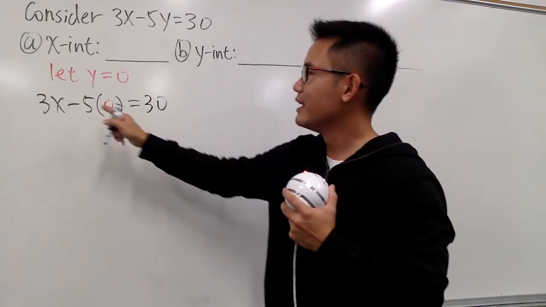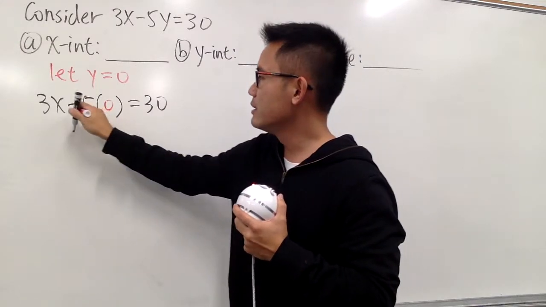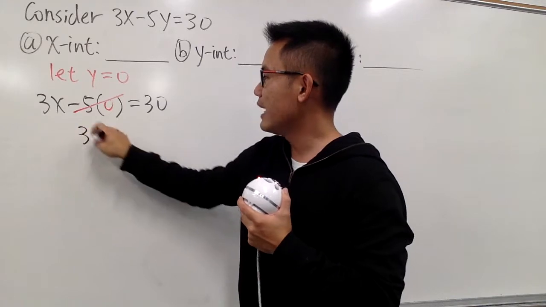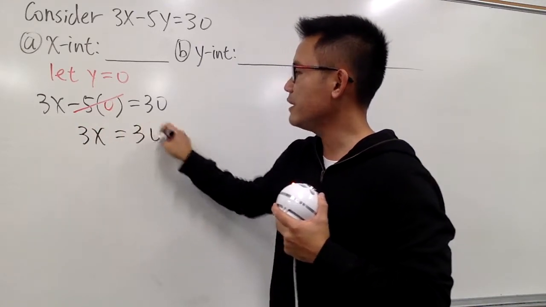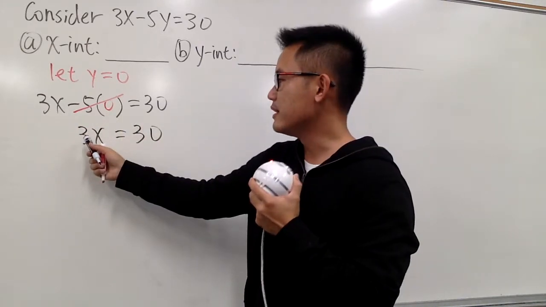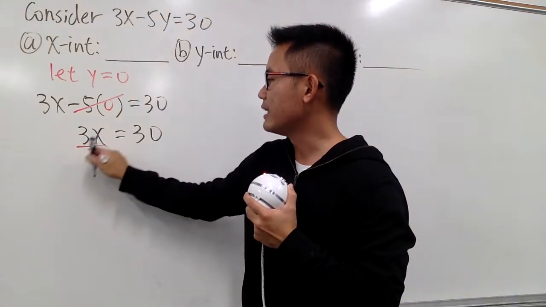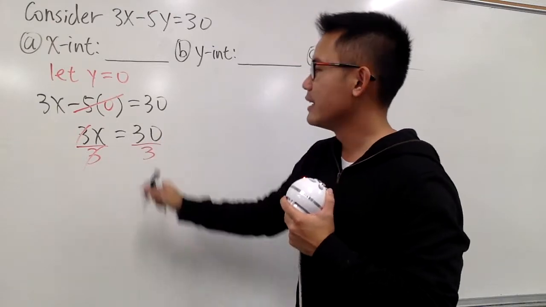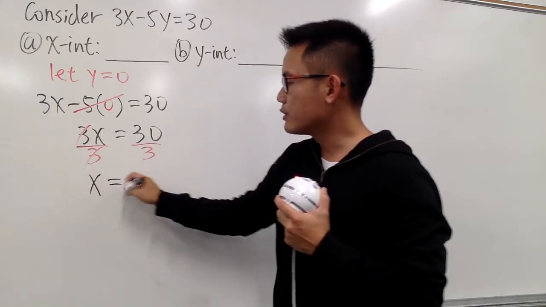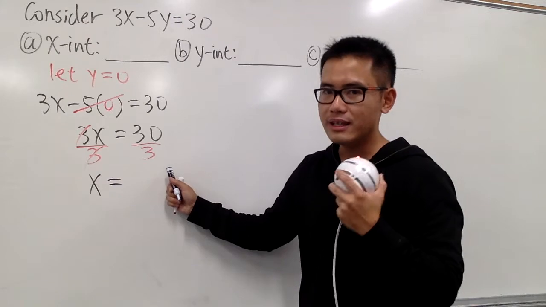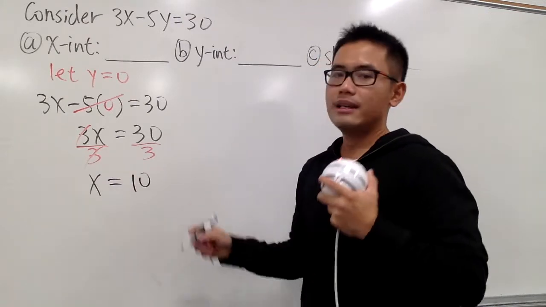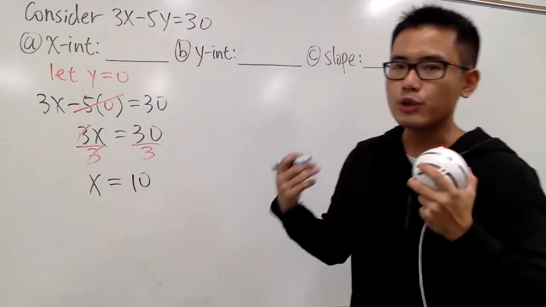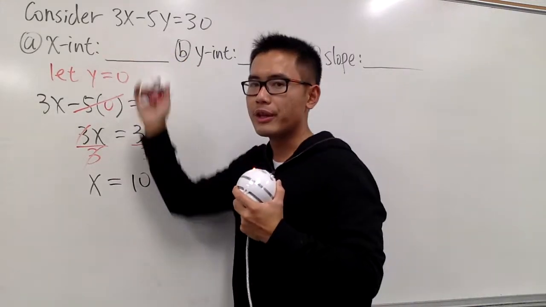And as we can see, negative 5 times 0, this doesn't matter because that's just 0. So in other words, we have 3x equals to 30. And to solve x, you see this is 3 times x, so we will have to divide it by 3. So to cancel this out, and we do the same on the other side. At the end, we have x equals to 30 divided by 3 is 10. So you see that when x is 10, y is equal to 0, and that's how you should write down for the x-intercept right here, all right?